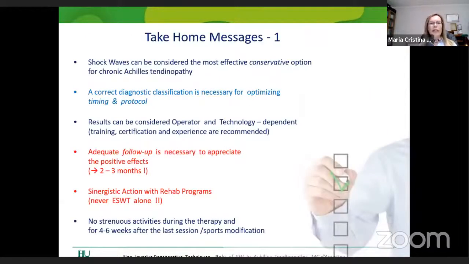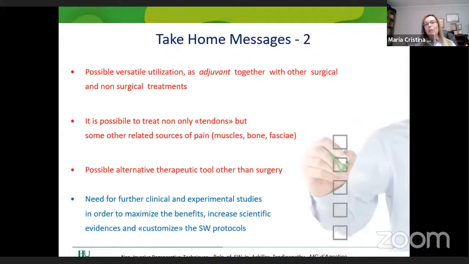So, to conclude, we have to remember that shockwaves nowadays can be considered the most effective conservative option for chronic Achilles tendinopathy. We have to wait for the effect at least 2-3 months, and never use shockwaves alone in Achilles tendinopathy, and from a general point of view in tendinopathies. You can use shockwaves in a versatile manner, as adjuvant together with other surgical and non-surgical treatment.